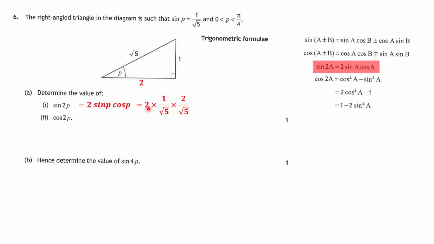Let's multiply the tops. 2 by 1 by 2 is 4. Root 5 times itself is 5. So the final answer for that is 4 over 5. And that's, well, actually that's 1 mark.